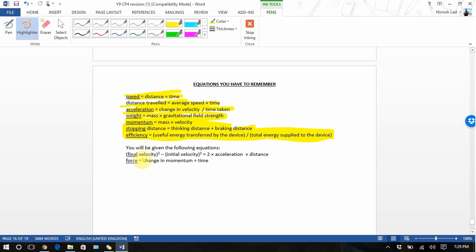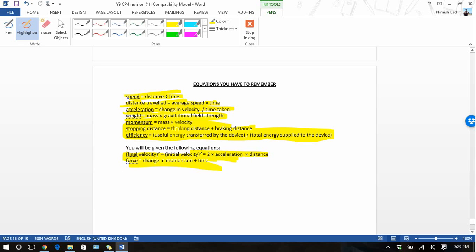other equations that you'll be given are the final velocity squared minus the initial velocity squared equals 2 times acceleration times distance, and force equals change in momentum over time. So you'll be given those two equations on the front of your test. And the only things I want to add to this is you might want to look up the 9 forms of energy and usage of each of those, because they do come quite often. It's just one of those things that's consistent that you need to know.